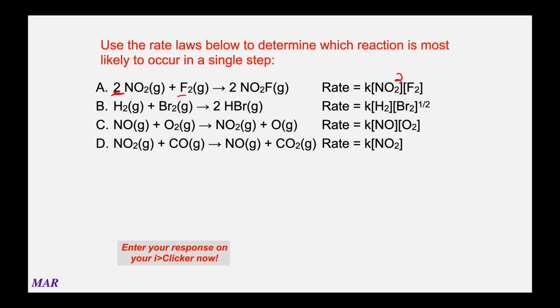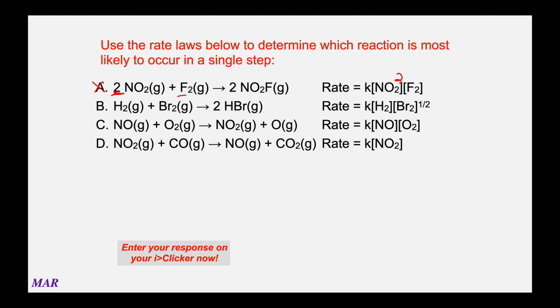So what that means to us is that in the slow step of this reaction, 1 NO2 and 1 F2 are coming together to do something, and then in a subsequent step, that something reacts with the other NO2 to make the products. But the important part here is that because we don't have 2 for NO2, this is not going to be the answer. This is not going to occur in a single step.